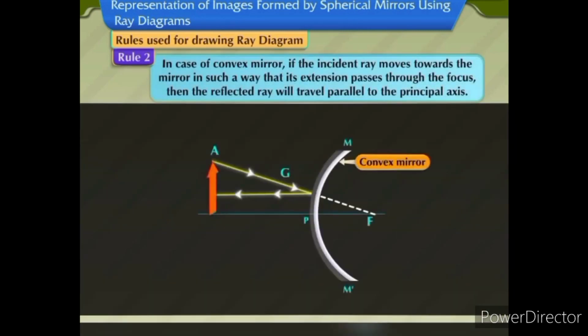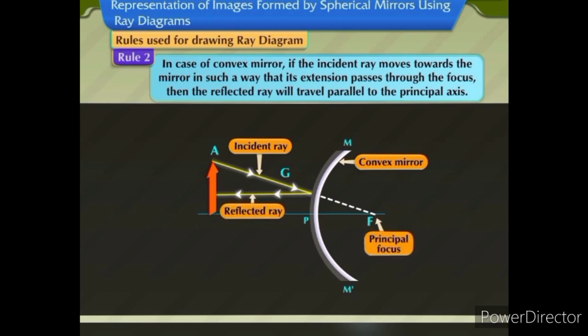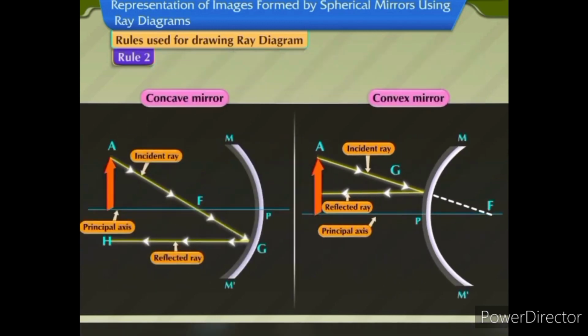In case of a convex mirror, if the incident ray moves towards the mirror in such a way that its extension passes through the focus, then the reflected ray will travel parallel to the principal axis. In both the cases, the incident ray passing or appearing to pass through the focus makes an angle I with the normal at the mirror surface. The reflected ray makes angle R equal to I with the normal and passes parallel to the principal axis.